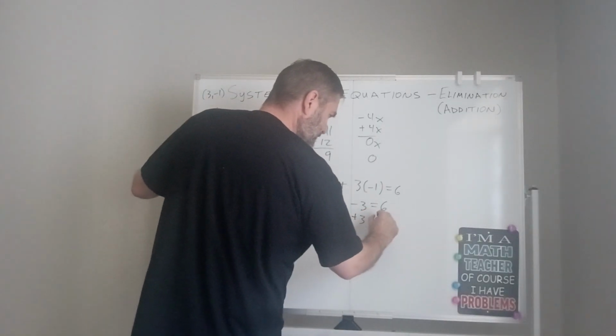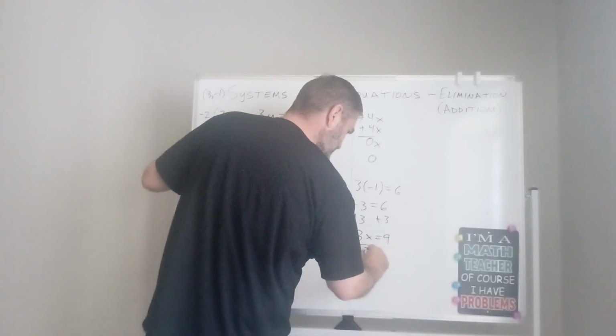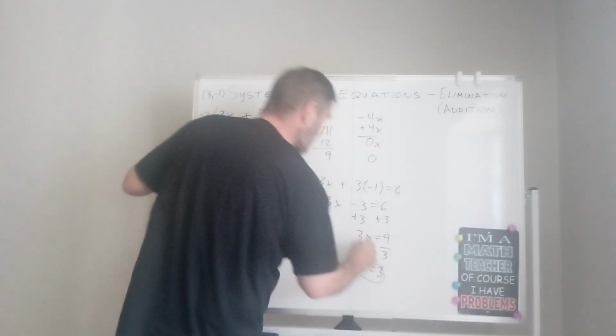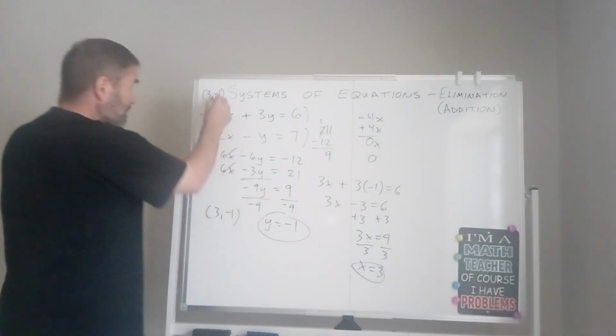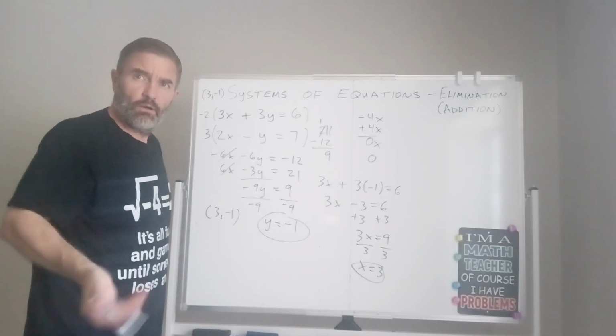I'm going to add the 3 over. I'm going to get 3x equals 9. Divide by 3, divide by 3. There's x equals 3. So there's my 3, negative 1. Just like I was supposed to get. So elimination works.